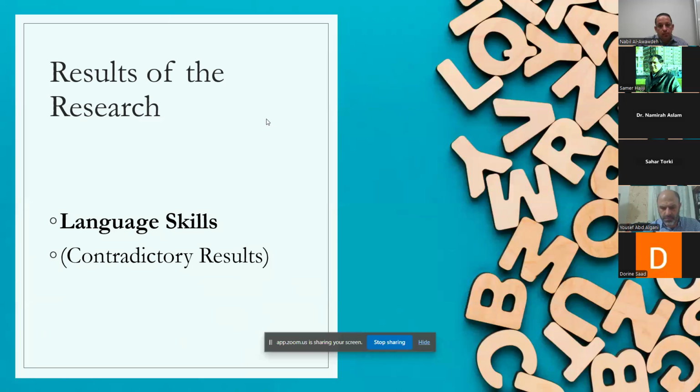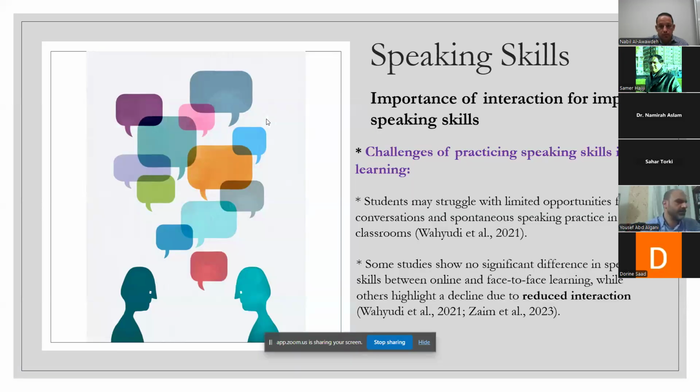And regarding the second part of this question, which is specifically about language skills, the data was somewhat limited, and the scholarly articles that had done research had contradictory results. For instance, for speaking skills, some scholars have found that online learning helps students improve their speaking skills, but some other scholars have found that online learning does not help with improving speaking skills.